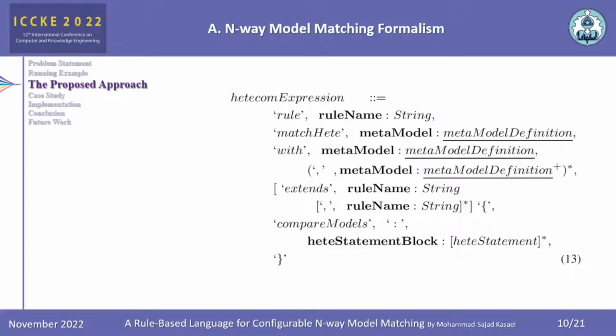For example, the user wants to compare models and elements based on the name. The user can add this in the heter statement.